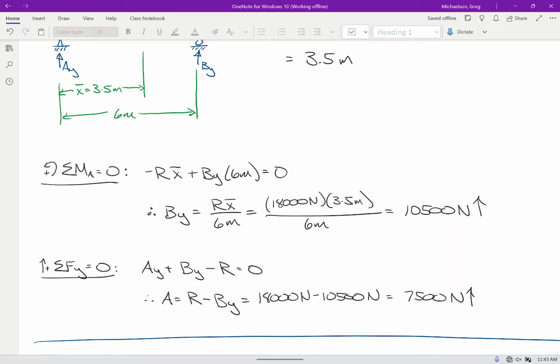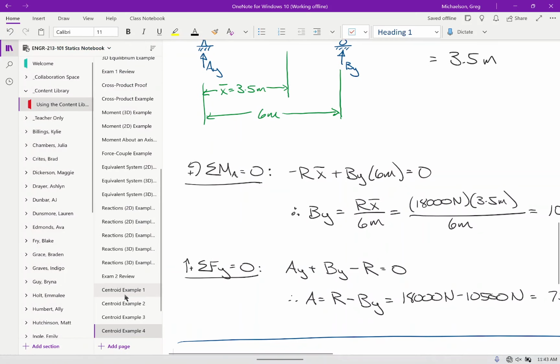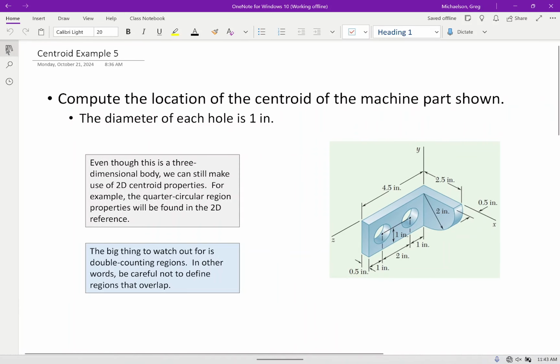Just so everybody's aware as to where this is going, here's what we have left in the world of centroids. Well, we really only have one thing left, and that is this. How to compute the centroid of a volume. Very not a civil engineering problem. You're welcome, MEs and BMEs. This is very, very not civil. But I do like this problem because the challenge with this problem is not the math. It's the bookkeeping.